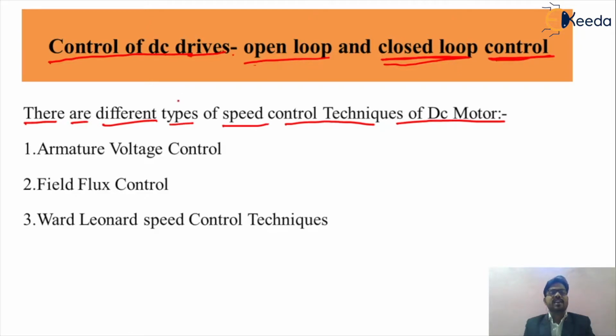For the understanding of open loop and closed loop control, first we should know the different speed control methods which are in concern with your DC motor. According to the basic equation of the torque speed characteristics of your DC motor, there are different speed control methods of your DC motor.